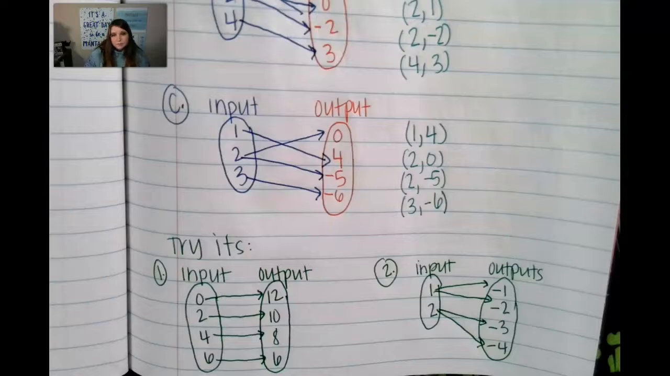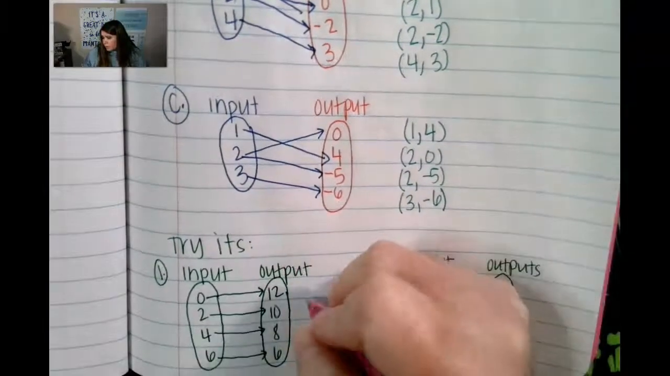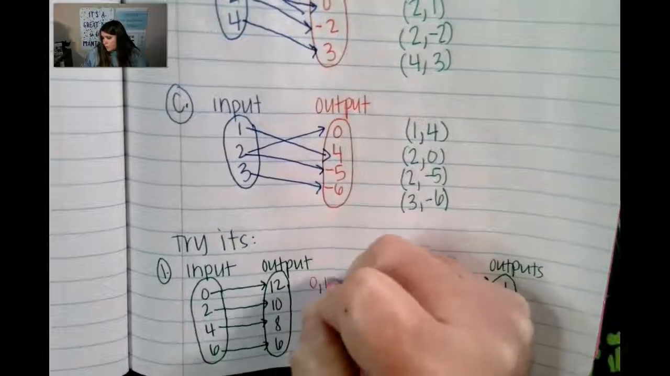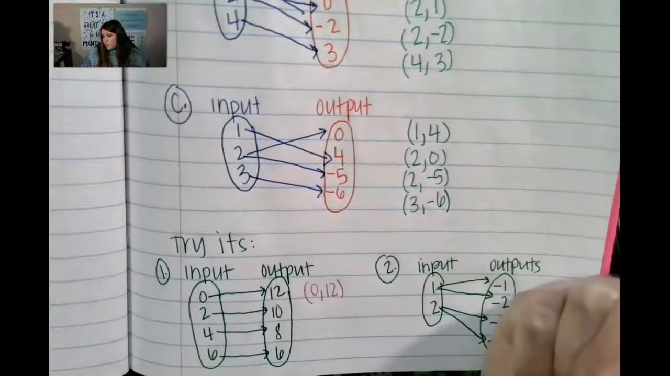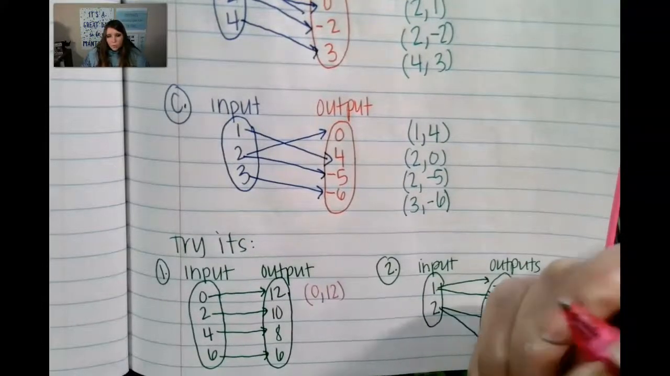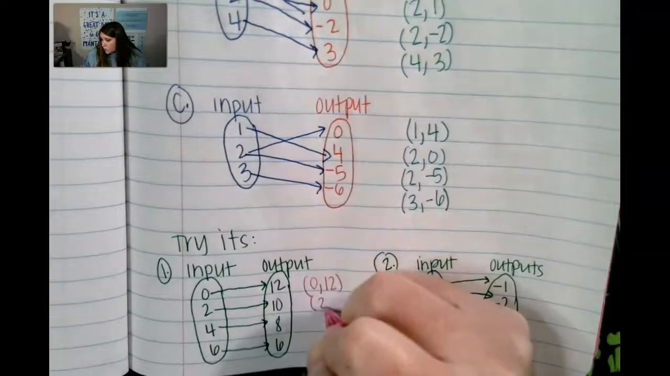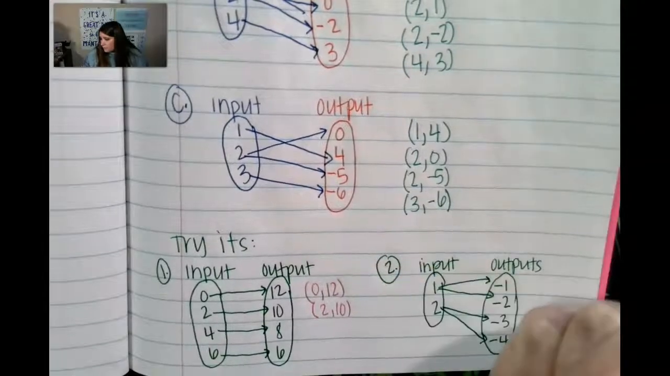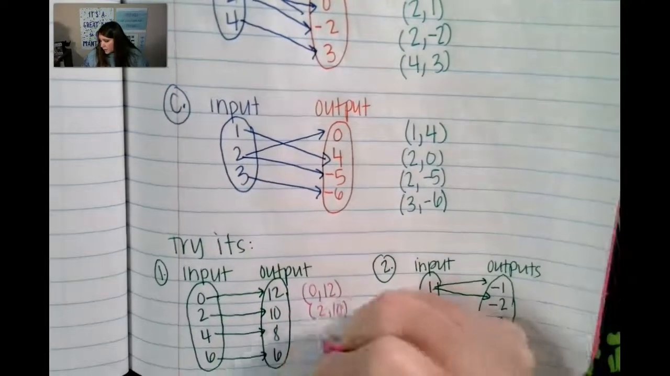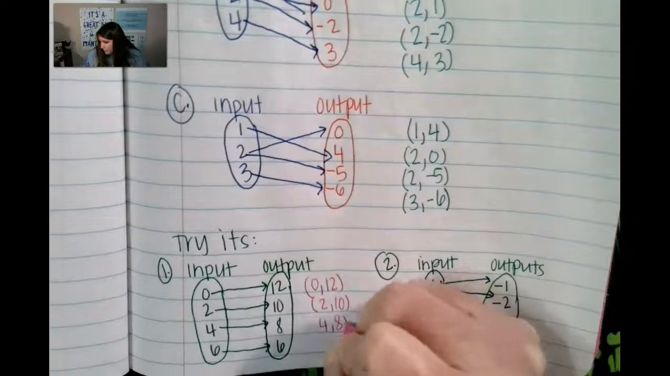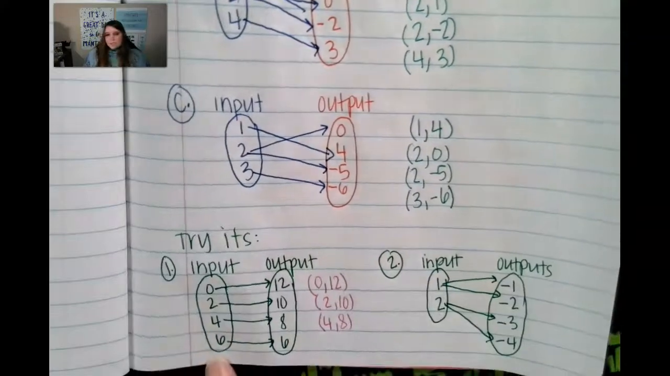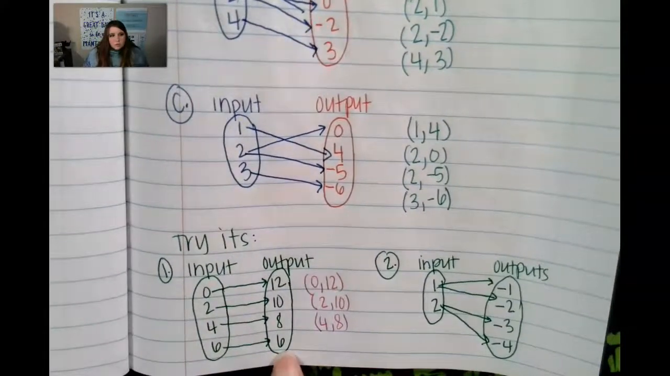All right. In the first example, 0 is paired with 12, so my input is 0, my output gives me 12, x and y. Next one is 2, 10. This one, 4 is matched to 8. And last but not least, 6 is matched to 6.